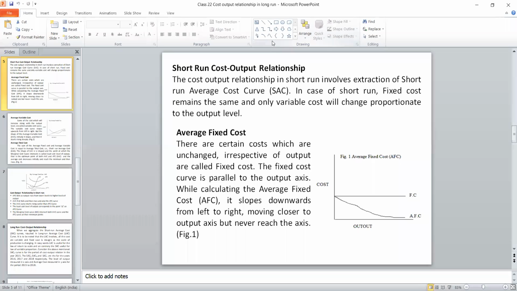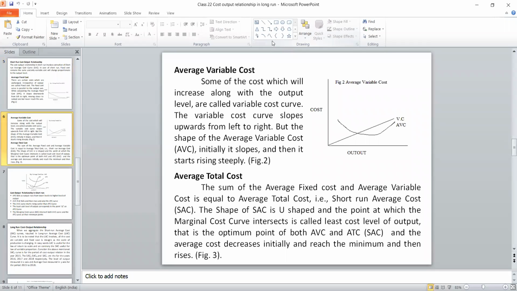discuss the variable cost. There are certain costs which will increase as the output increases. For example, electricity. The more you use, the more cost you have to pay. So what is the shape of the variable cost? It slopes upwards from left to right. If you draw it at 45 degrees, that will be the variable cost. Okay, not necessarily 45 degrees. It's upward sloping. For your sake, I'm saying that.